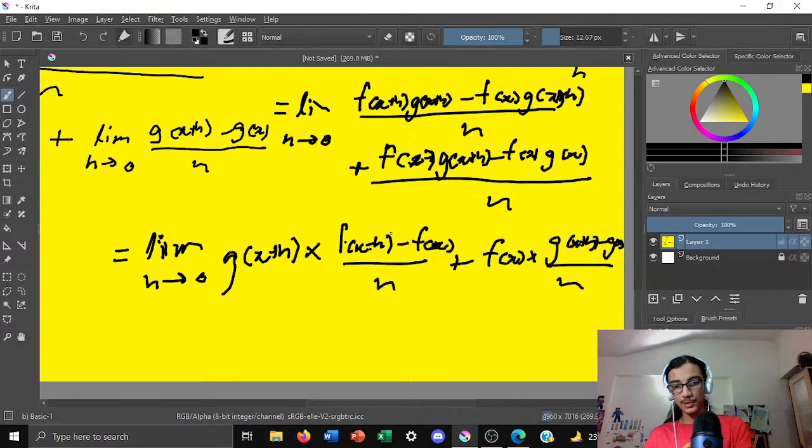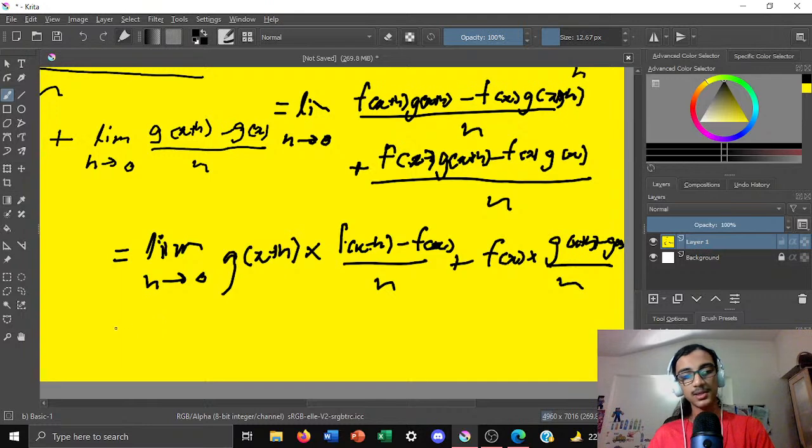And we can distribute the limit, right? What you notice is that if we take the limit as h approaches 0, let's look at this side. G of x plus h as h approaches 0 will just be g of x. And the limit as h approaches 0 of this expression is just the derivative of f of x, as we proved. Similarly here, f of x just remains f of x, and the limit as h approaches 0 of g of x plus h minus g of x is just the derivative of g of x.